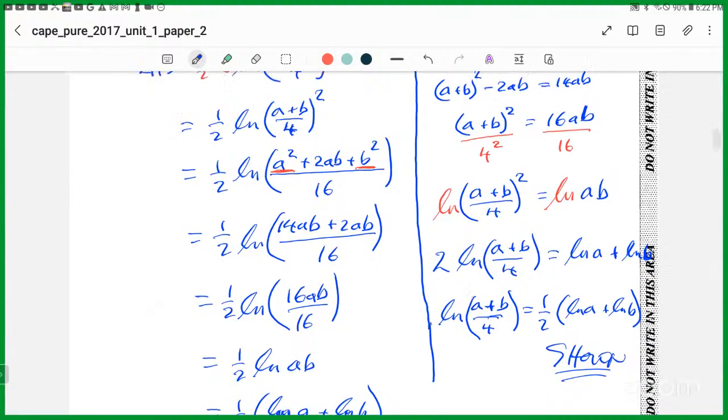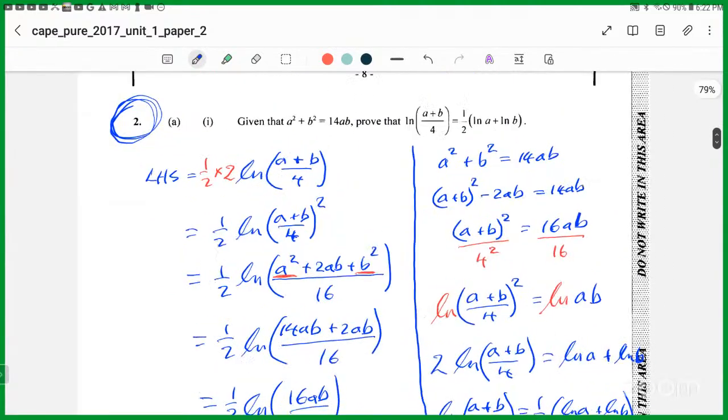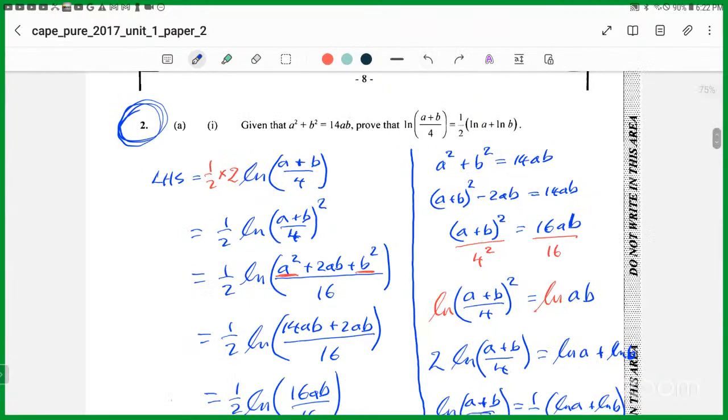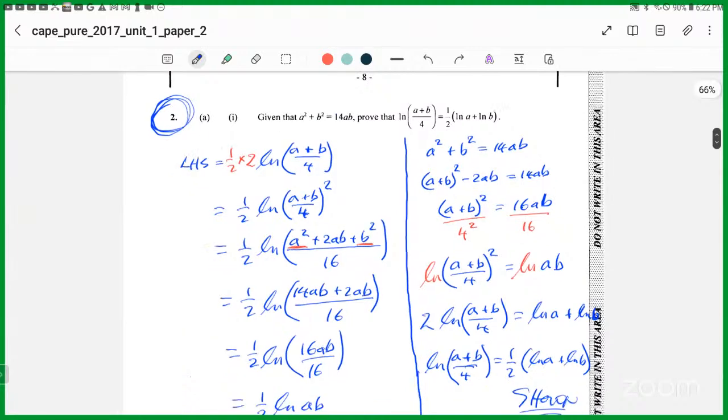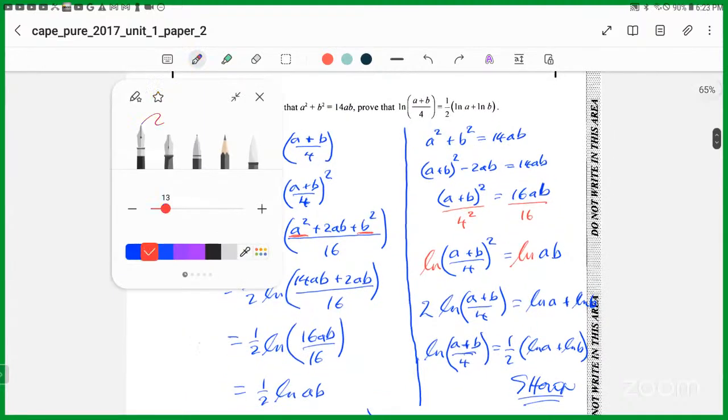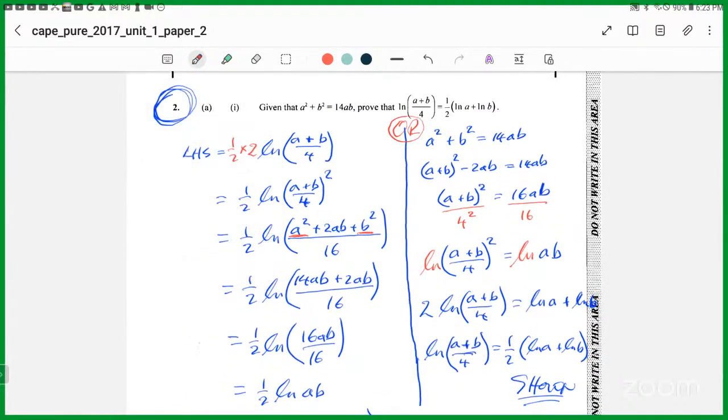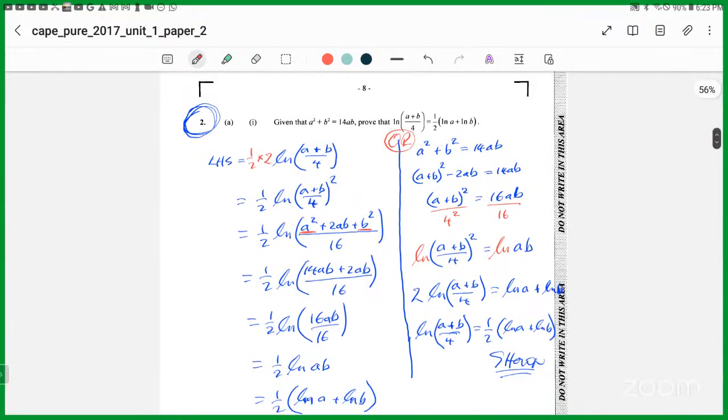What I did this time was start from what was given, and then work towards getting this expression in here first, and then I introduce the ln on both sides. So that's another way it could have been done. This is the other method right here. That is it. Very good.